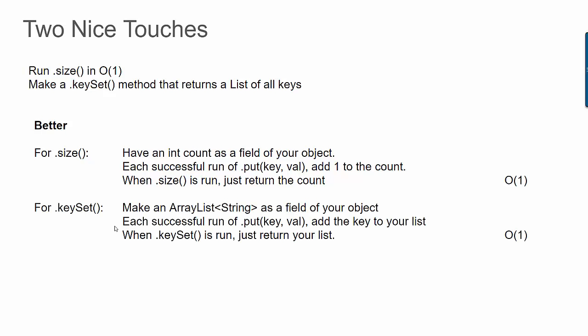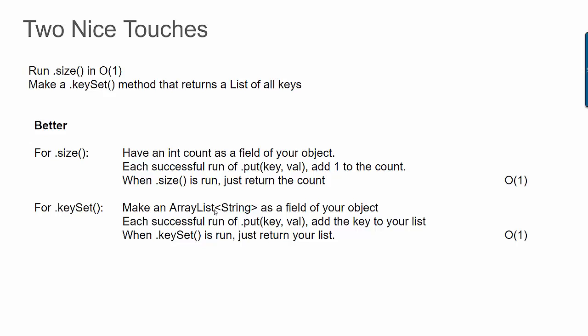So same idea for key set. Let's make an array list of strings that will hold all the keys for our object. And then every single time someone puts a new key in, let's add it to the list of our keys so far. Just a quick note here is you actually want to make sure that they're not trying to replace the value of an existing key. So before you just go ahead and put your key inside your list, you want to check to see, is the key already in the list?